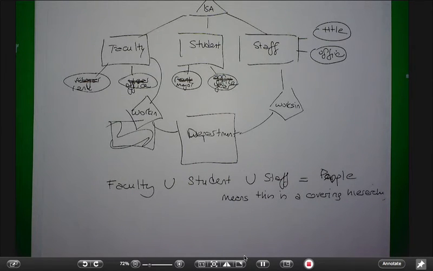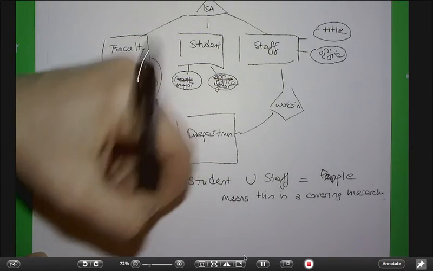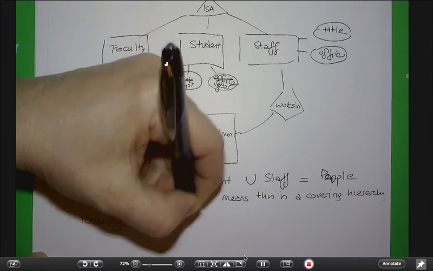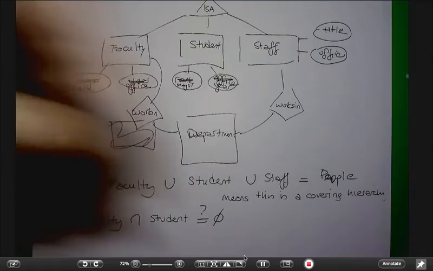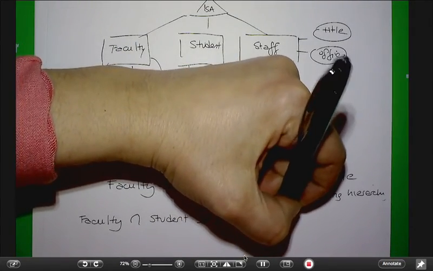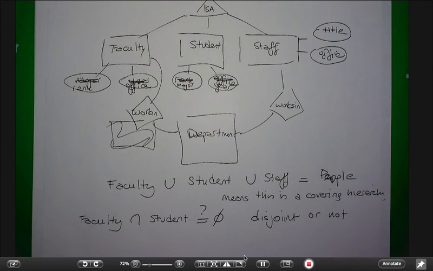So you have to ask, are these disjoint? For example, how about faculty intersection student? Is it empty? You have to understand whether it's disjoint or not. Okay. So if you find things that are very similar in general, put them in a single entity. Otherwise, put them apart. That's the general rule.